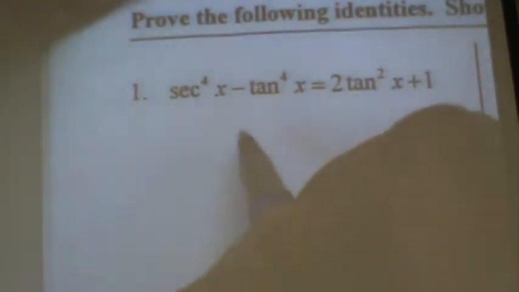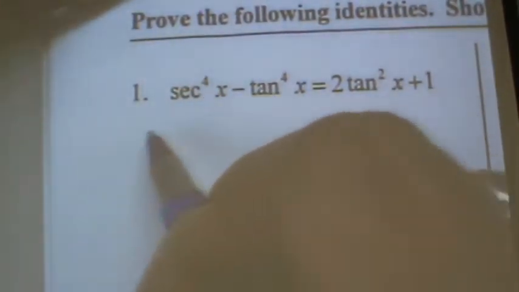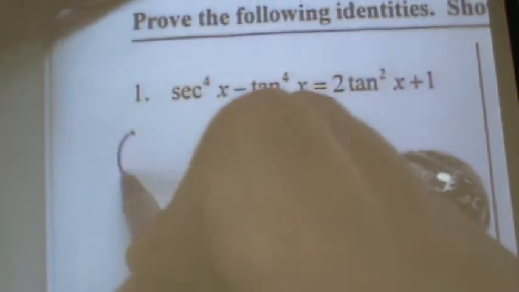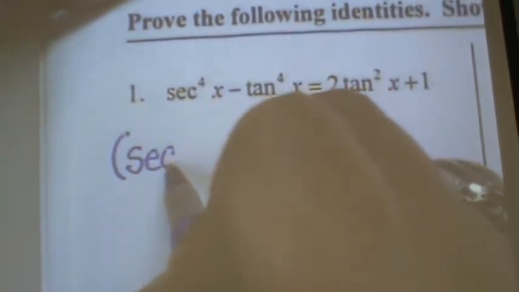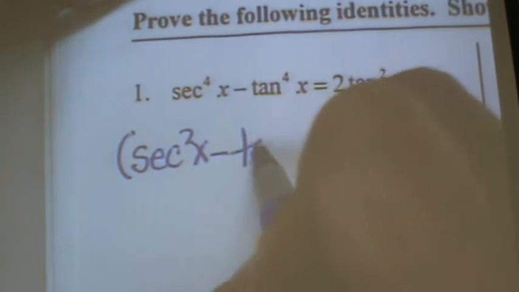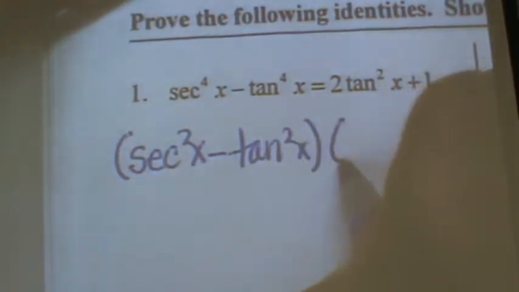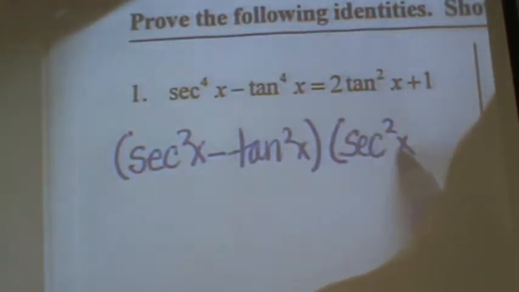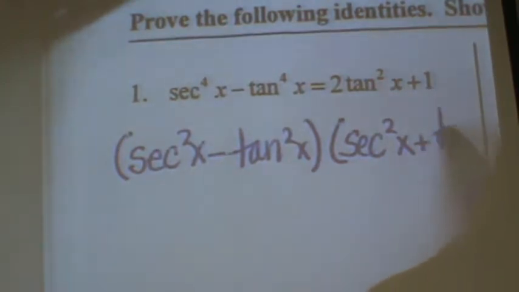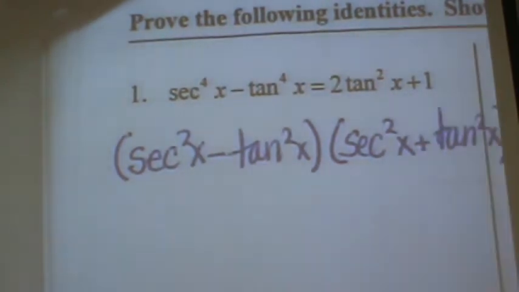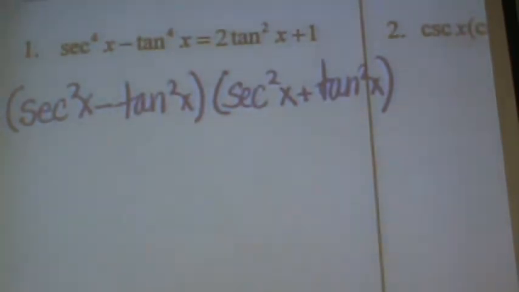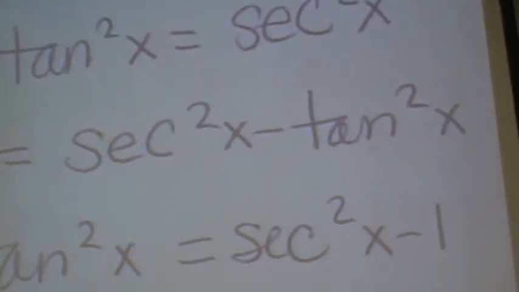This is called the difference of 2 perfect squares. Let's start off by factoring this. How would you factor this? Factoring. The difference of two perfect squares. Now, let's look at our identities. Do you see something that you can substitute?